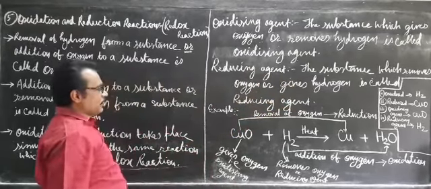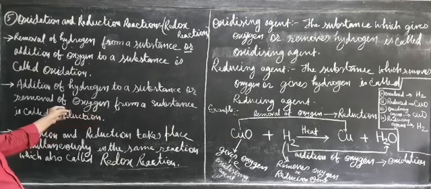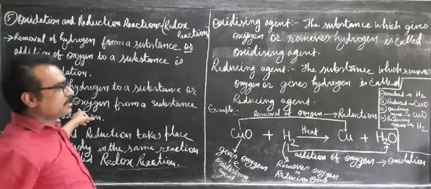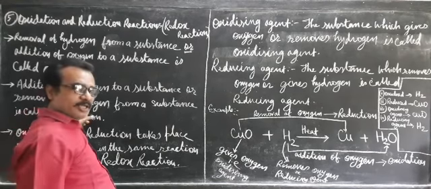Second thing, for reduction what is needed? Removal of oxygen. Removal of oxygen is known as reduction. For reduction, oxygen must be removed. So there must be an agent which can remove the oxygen. So any substance which removes oxygen is known as reducing agent, as well as any substance which gives you the hydrogen is known as reducing agent.